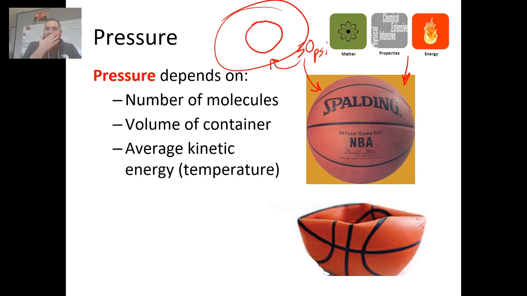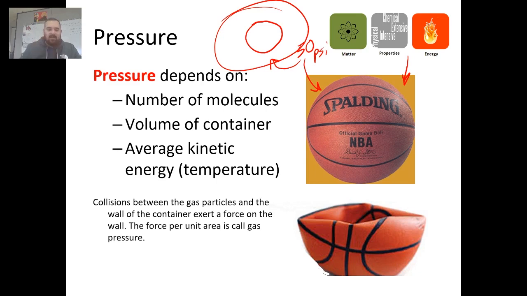And then the last one is going to be average kinetic energy. So if we have two basketballs that were both at 50 psi, and then we put one in the freezer overnight, the one that we pull out of the freezer, will it have higher pressure or lower pressure? It's going to be lower pressure. And if you want to do this experiment, just take an empty water bottle, seal it, and then stick it in your freezer. See what it looks like the next morning. It'll shrivel up, yes.